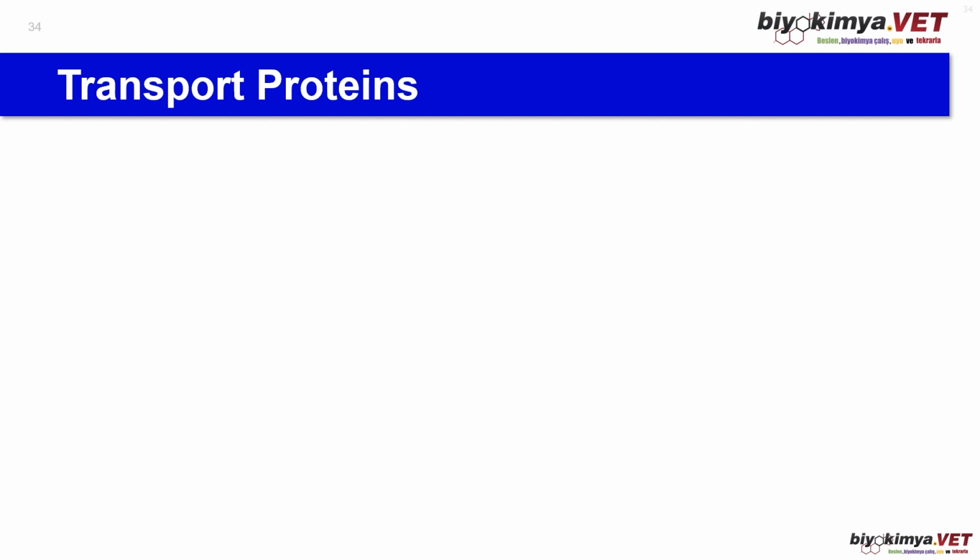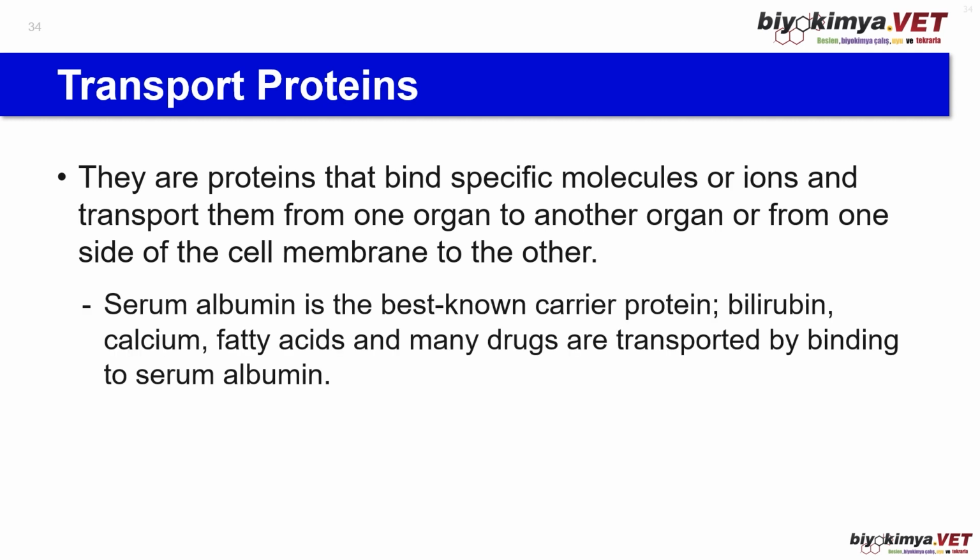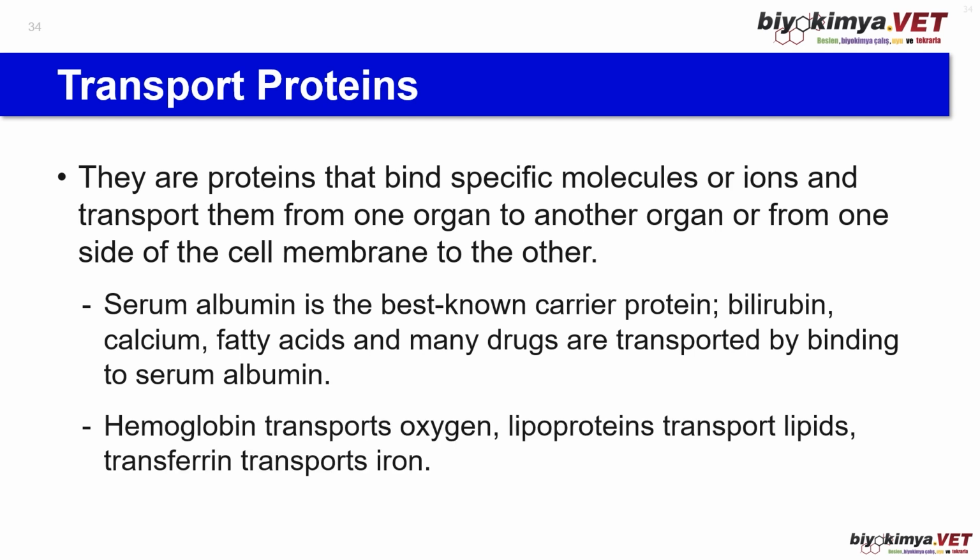They are proteins that bind specific molecules or ions and transport them from one organ or tissue to another organ or tissue, or from one side of the cell membrane to the other. Serum albumin is the best known carrier protein. Bilirubin, calcium, fatty acids, and many drugs are transported by binding to serum albumin. Hemoglobin transports oxygen, lipoproteins transport lipids, and transferrin transports iron.